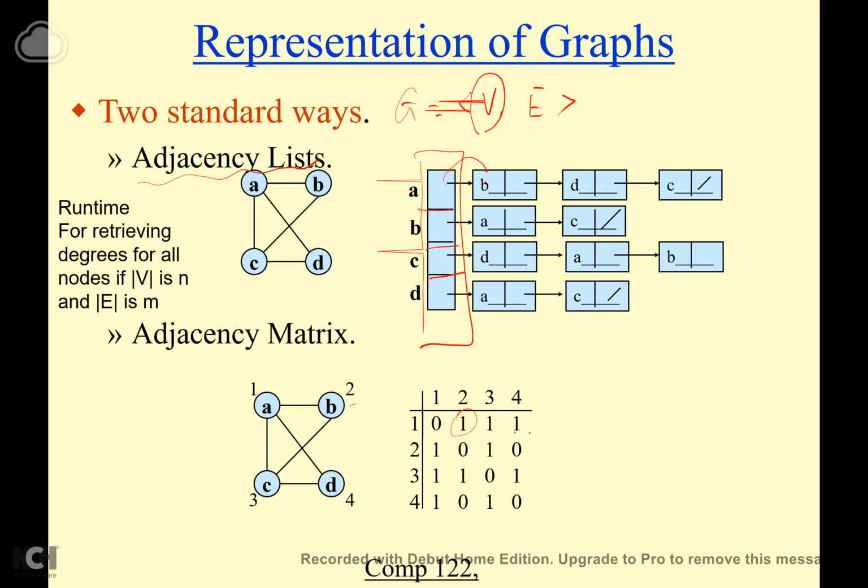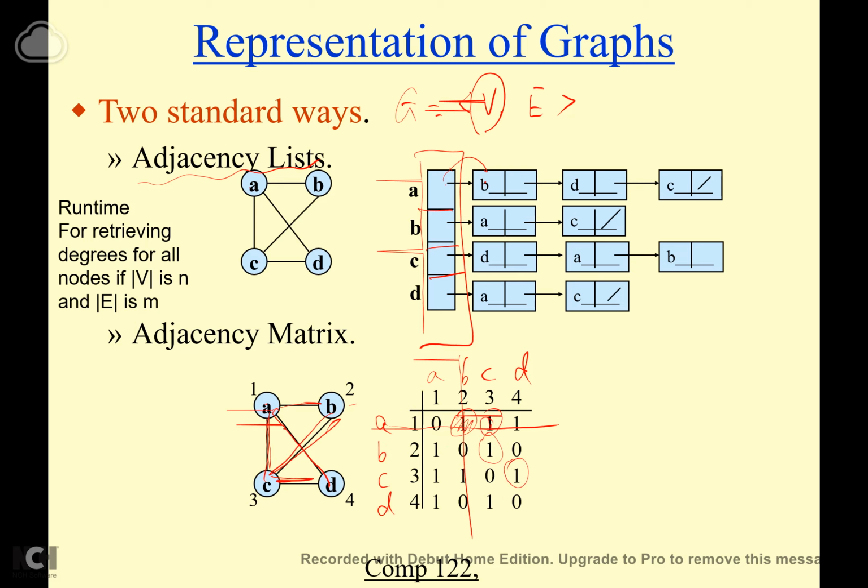Each number in a row and column represents that vertex 1 is connected with vertex 2, right? Let's use A, B, C, D to represent. And here we also have the number, right? So this corresponds to A is connected with B. And A is connected with C, and A is connected with D. And B is connected with C. And C is connected with D, right?